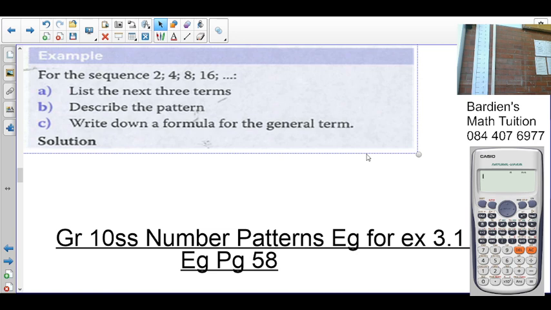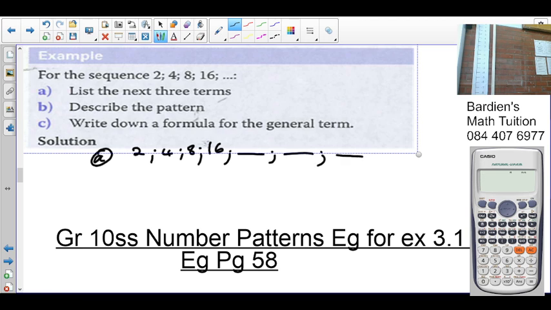People, for the sequence 2, 4, 8, 16. If I got 2, 4, 8, 16, what are the next 3 terms?